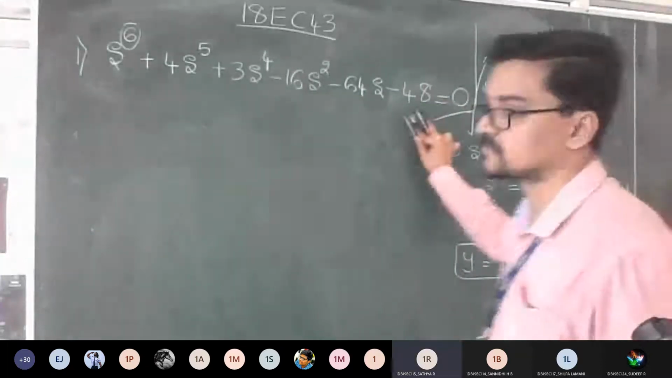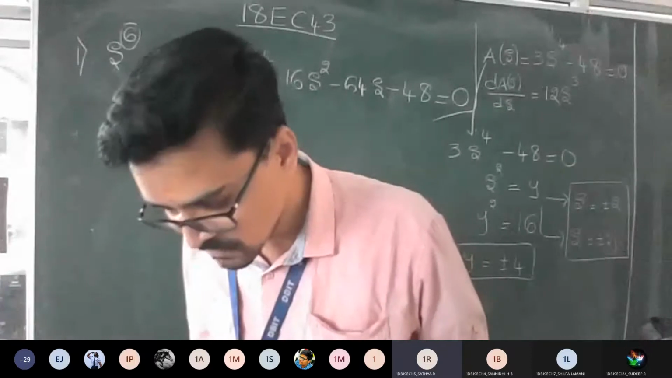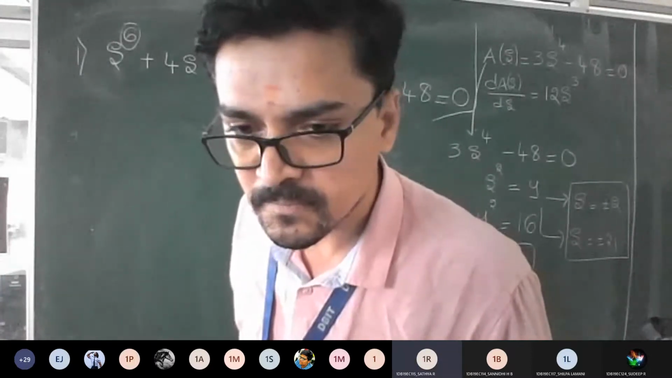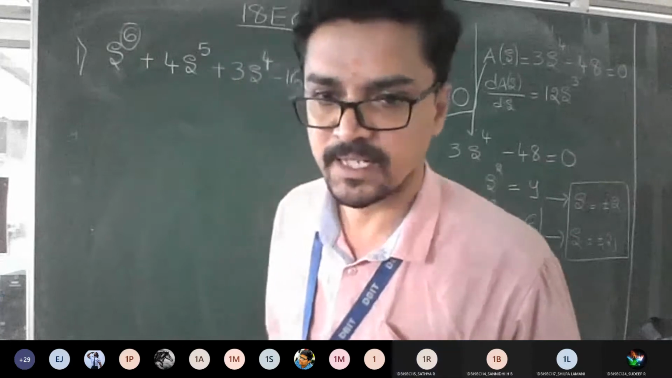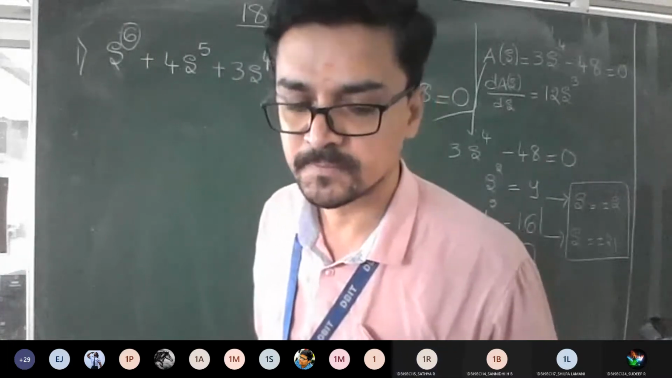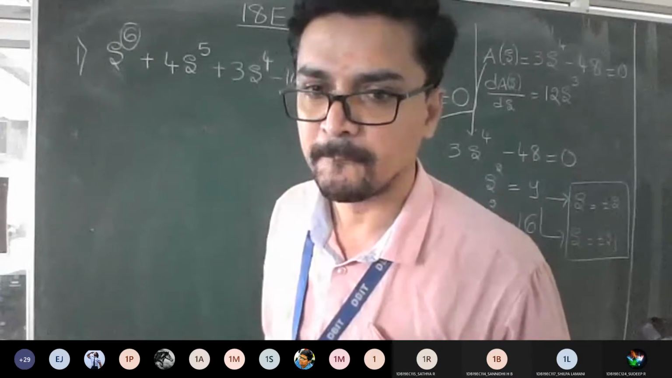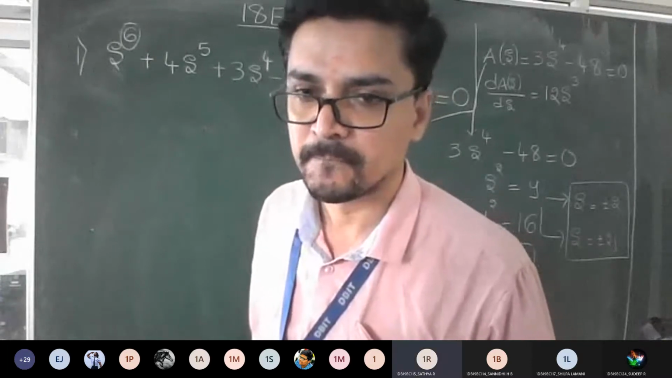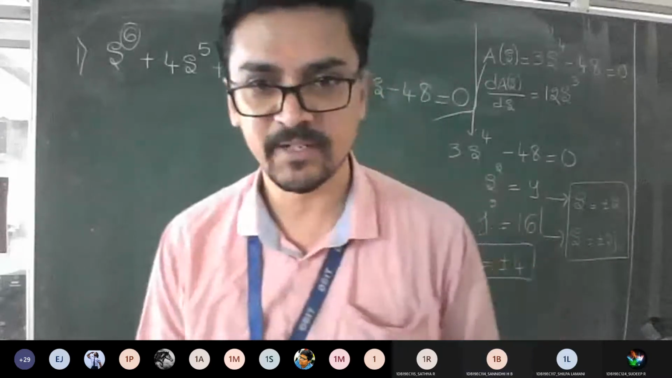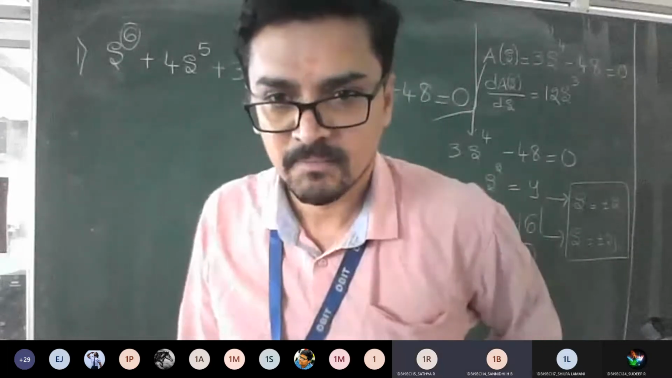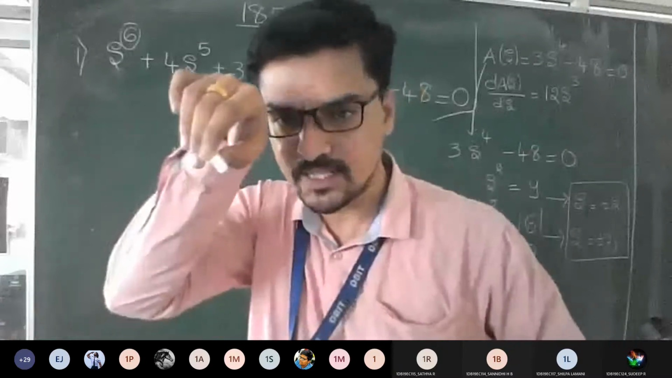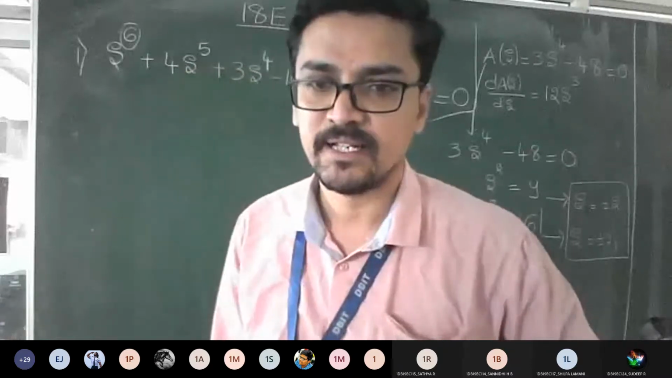Sir, should we always take s square equals y? Always s square equals y. Yes, it's a condition in the S plane. I think yesterday also we took the same thing, right? Yes, sir. But yesterday it was a quadratic equation, but here you're going to get a direct answer. That is the only change. So always take s square equals y.